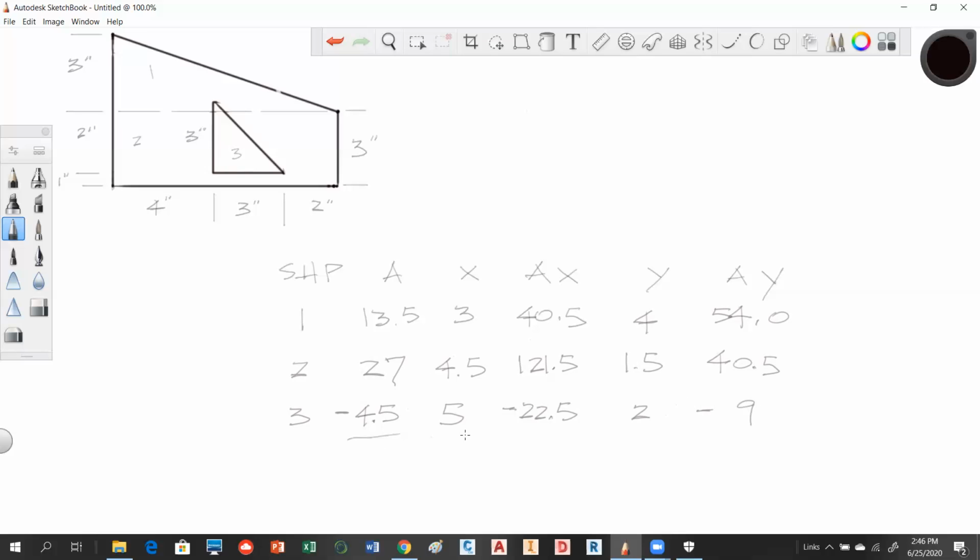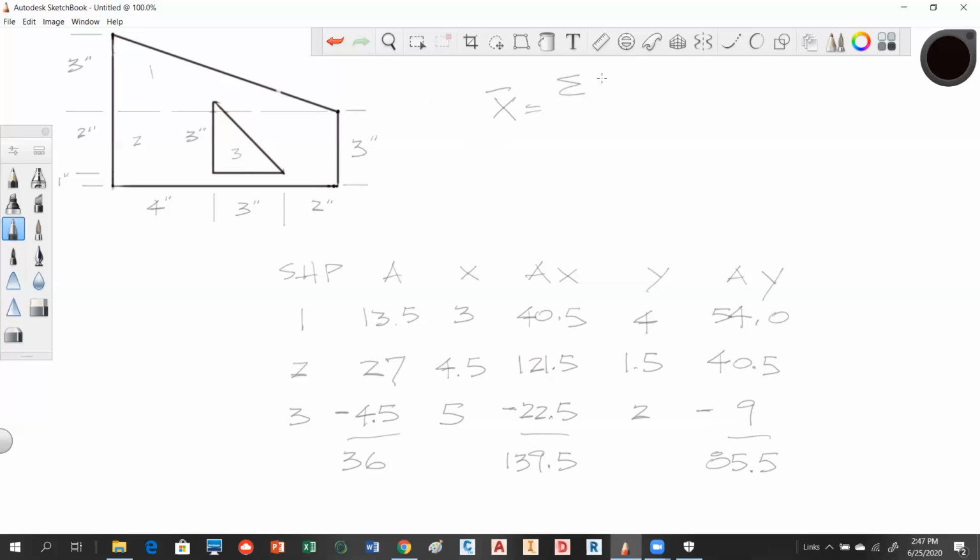So we're going to sum, and sum. So when we take and add these algebraically, we get 36. And we're going to sum these algebraically, 139.5. And the sum of these algebraically, 85.5.